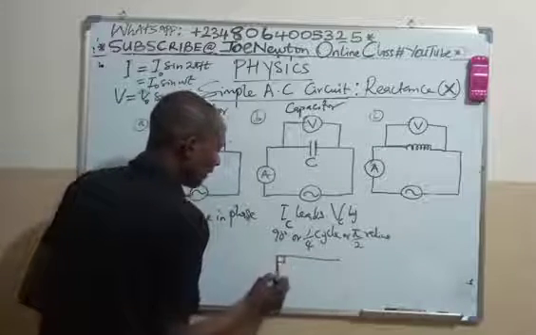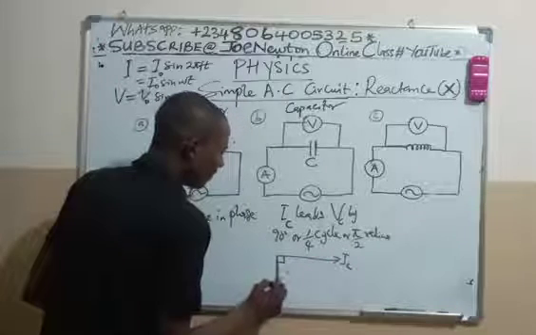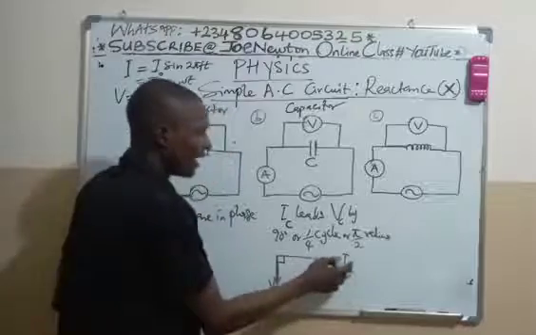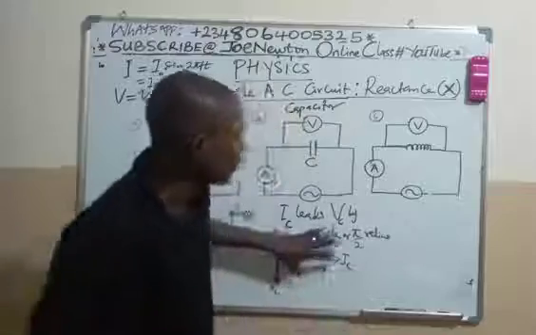This is our IC. This is the VC. So it will go like this. I is leading.